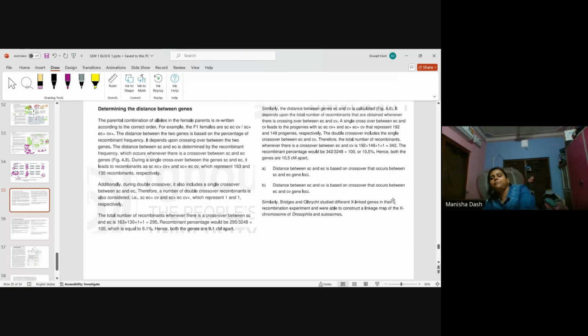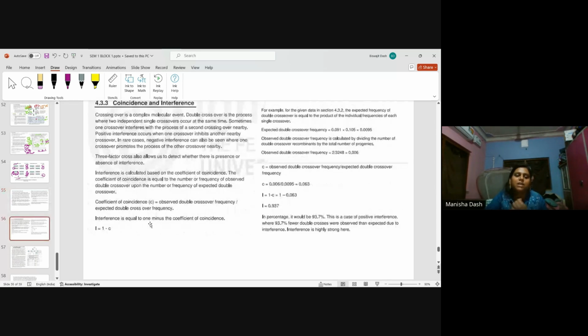Then there are two different new concepts. One is called the coincidence. The other one is called the interference. So coincidence is the ratio between the observed number of double recombinants divided by the expected number of double recombinants.